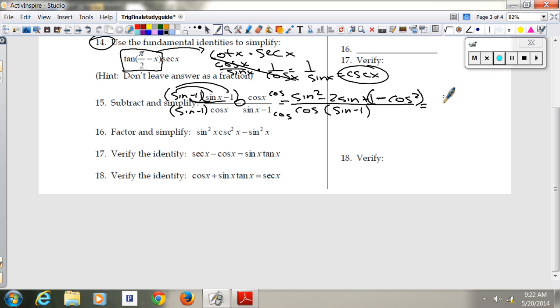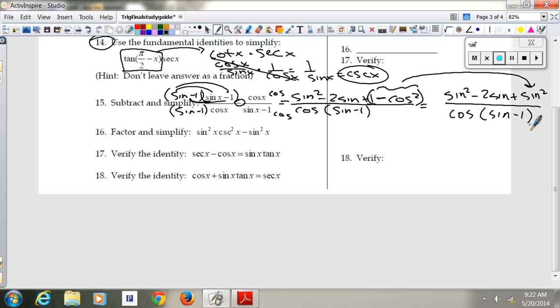I would change it to sine squared minus 2 sines plus sine squared again. So I would take this out, and I would put in sine squared in its place. On the bottom, you still have the same two, the cosine and the sine minus 1. Put your like terms together now. Sine squared and sine squared give you 2 sine squareds minus 2 sines over the same denominator.